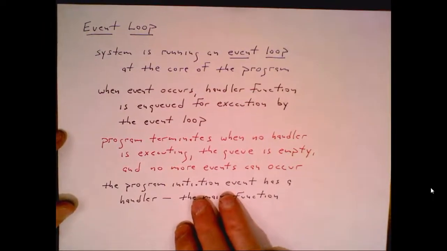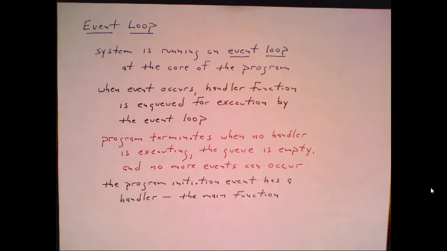At the heart of an event-driven system is an event loop. So the system is running an event loop at the core of the program. When an event occurs, the handler function is enqueued for execution by the event loop. The program terminates when no handler is executing, the queue is empty, and no more events can occur. The program initiation event has a handler, the main function.